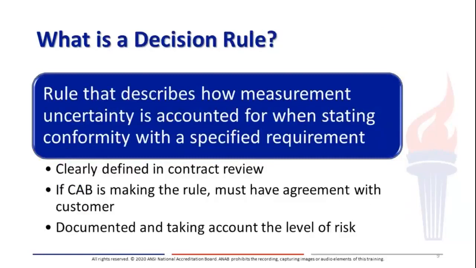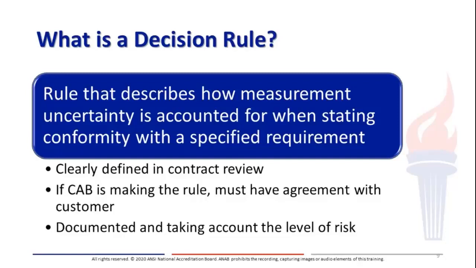Decision rule. Rules describe how measurement uncertainty is accounted for when stating conformity with the specified requirement. The big document that we use as a guidance document is ILAC G8, a document for statements of conformance and decisions as part of that. But certainly as part of this decision rule, we have to have it clearly identified and defined within the contract review portion of 17025, and that's clause 7.1.